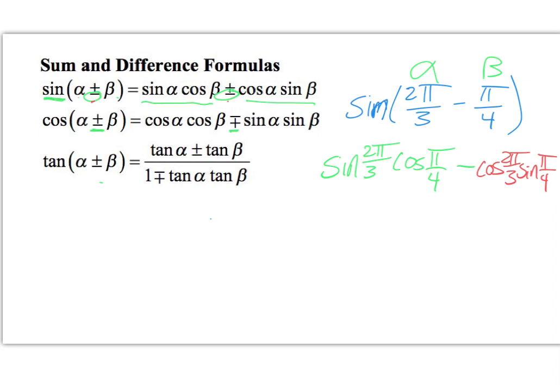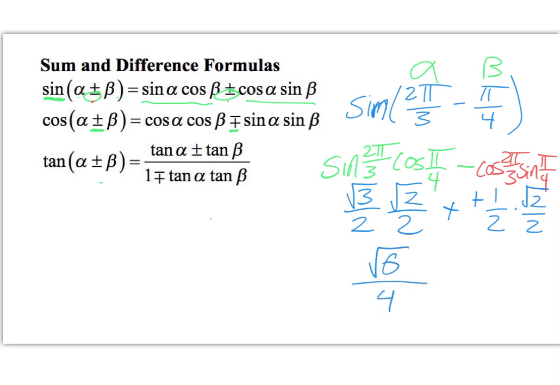2 pi over 3 for sine is going to come out to be the square root of 3 over 2. Cosine of pi over 4 is the square root of 2 over 2. Cosine of 2 pi over 3 is going to be negative 1/2. And sine of pi over 4 is going to be the square root of 2 over 2. Two negatives make a positive. And we end up getting square root of 3 times square root of 2 is square root 6 over 4 plus the square root 2 over 4. These are going to tend to look like this for the angles that we care about because these are the special right triangle angles.